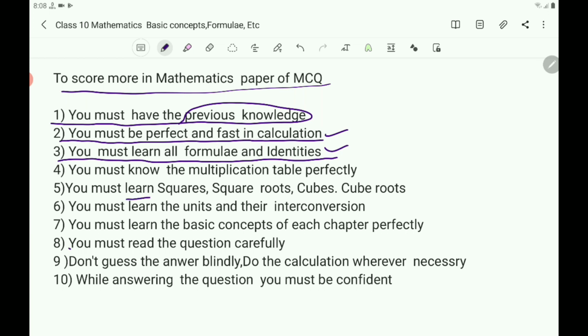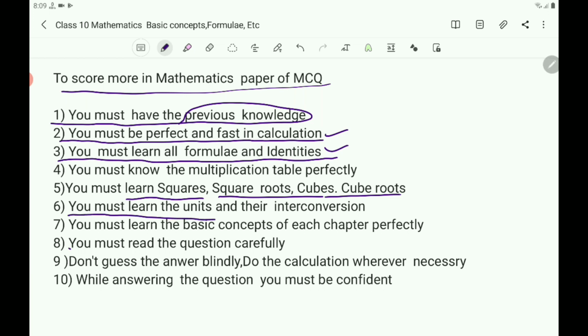And also you must learn squares and square roots, cubes and cube roots. If you know these, you can find the answer quickly, so you can save time. Then you can solve all the questions in time.